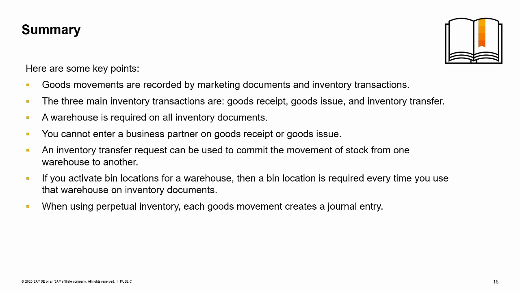You cannot enter a business partner on a goods receipt or goods issue, unlike marketing documents which always require business partners. An inventory transfer request can be used to commit the movement of stock from one warehouse to another. It is possible to specify a business partner on an inventory transfer. If you activate bin locations for a warehouse, then a bin location is required every time you use that warehouse on inventory documents. When using perpetual inventory, each goods movement automatically creates a journal entry.